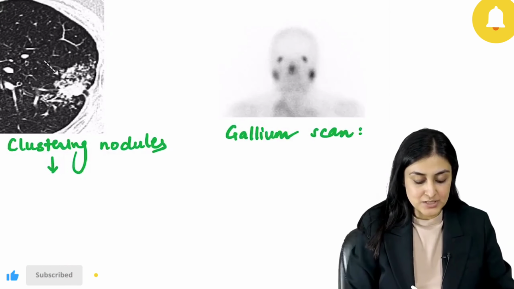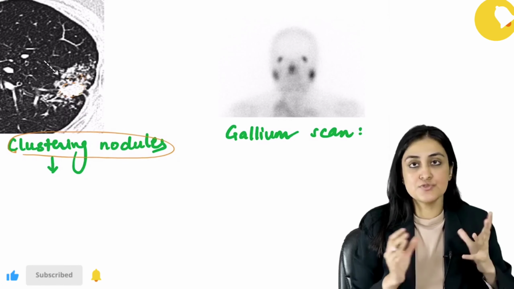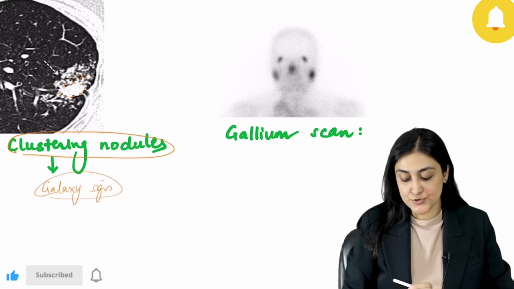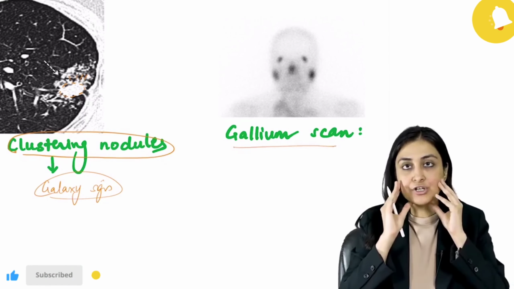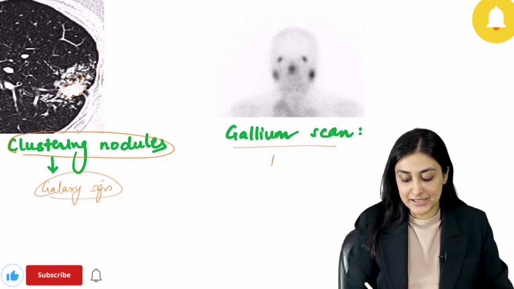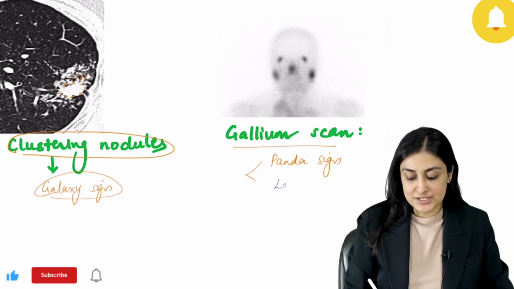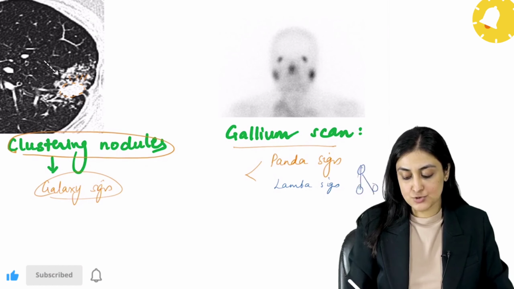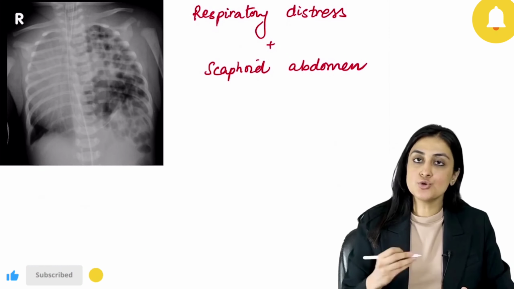Okay, so now when we do a CT for sarcoidosis, we would see that there are these multiple nodules which are clustering. This is referred to as the galaxy sign. So remember, galaxy sign seen with sarcoidosis, and when we do a gallium scan, we would see that the parotid and lacrimal glands will take up the uptake, looking like a panda. So, we see a panda sign. In the chest, we would see a lambda sign. Alright, so again the lymph nodes taking uptake giving rise to a lambda sign. Alright, so this is all about sarcoidosis that you need to know.